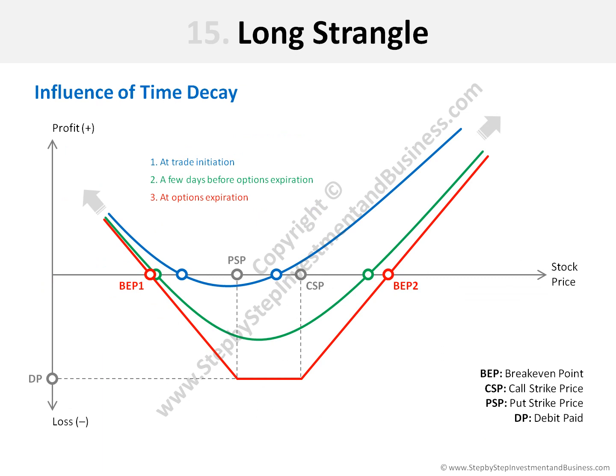In this graph, we can see the influence of time decay on the position. On the vertical axis, the profits and losses of the position are indicated, and on the horizontal axis, the stock price is indicated. The blue curve indicates the profits and losses at trade initiation. As we get closer to options expiration, the curve of profits and losses is like the one shown in green. And, finally, at options expiration, the curve of profits and losses is the one shown in red.